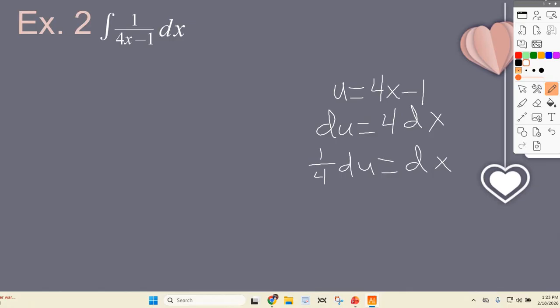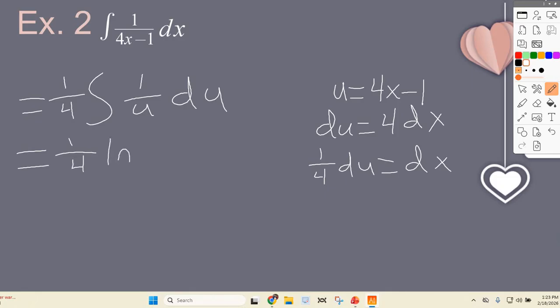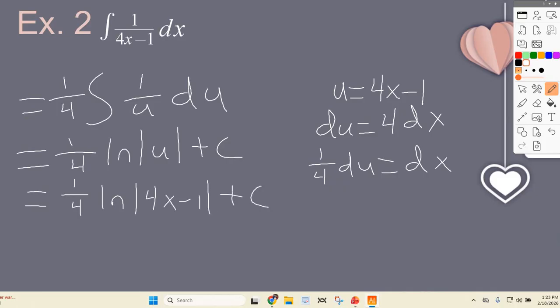Okay, so I'm just going to have a 1/4 integral of 1 over u du. So now, what is the antiderivative of 1 over u? Natural log of absolute value u. Yep. Plus c. This is an indefinite integral, so we do have to put our 4x minus 1 back in there.